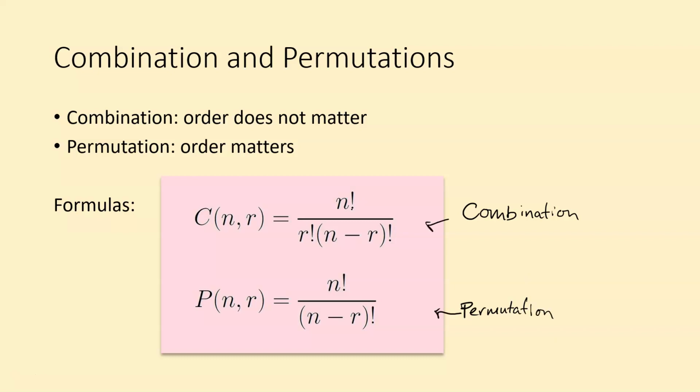Some things to remember, the exclamation point is a factorial. So the way we do that, it's like 5 factorial. You just multiply by each integer, counting down to 1. So 5 factorial is 5 times 4 times 3 times 2 times 1, which is 120.